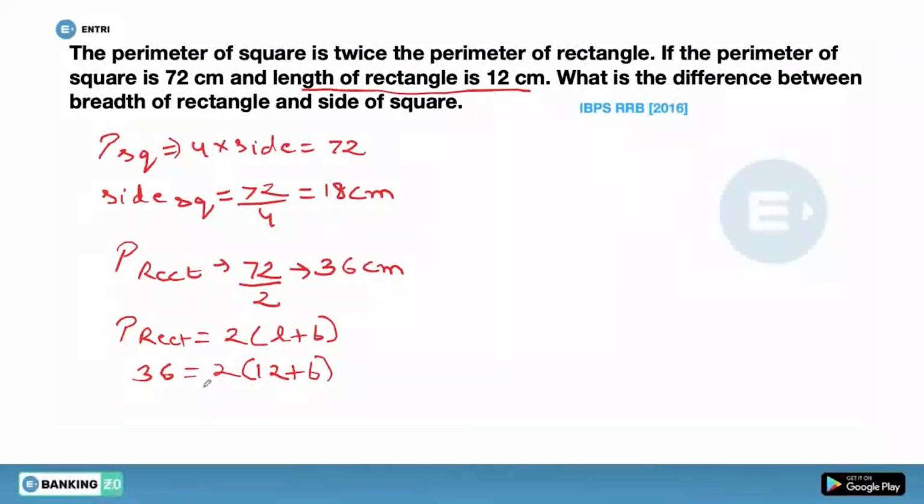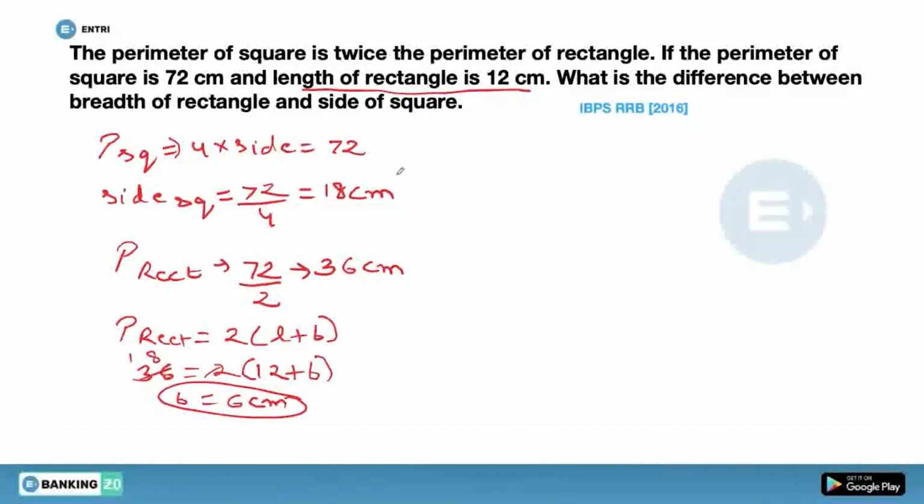So while solving it, I am going to get 36 divided by 2, which is 18. That means B's value is 6 centimeter. Now I have got the value of B, and I have also got the value of length, which is given as 12 centimeter.